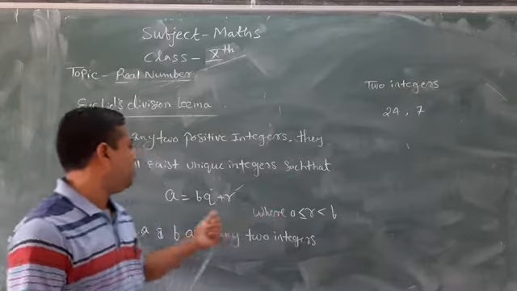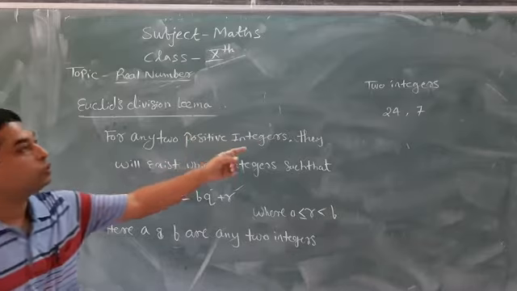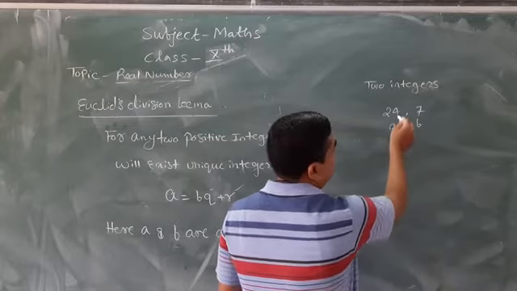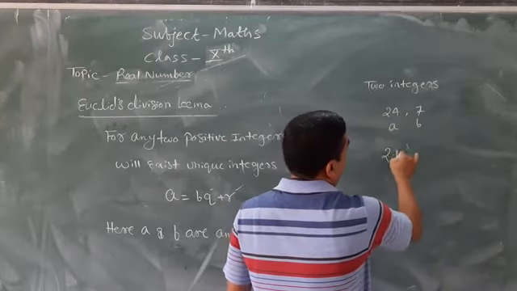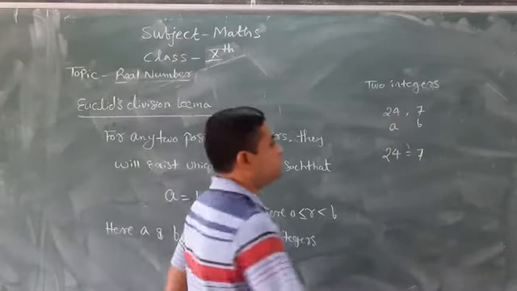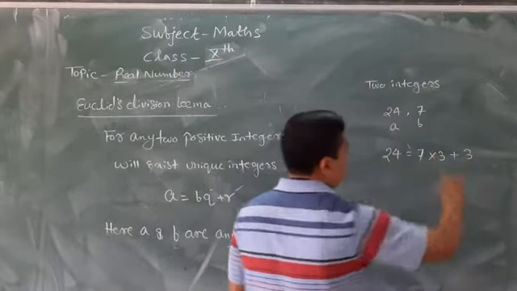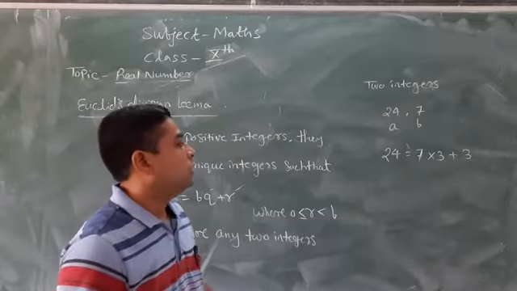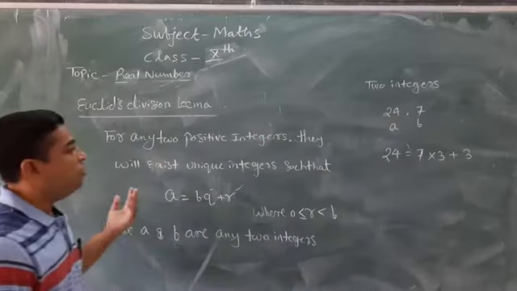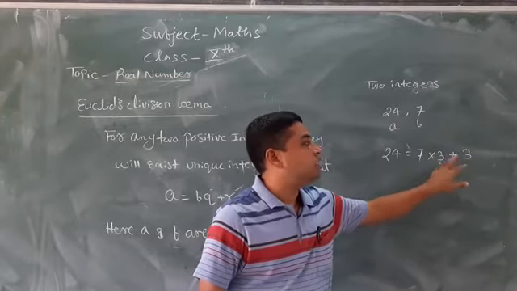So which will be a and which will be b? a = bq + r. Whichever is bigger will be your a, and the smaller number will be b. It means the bigger number is the dividend and the smaller number is the divisor. If we divide 24 by 7, it goes 3 times, 7 times 3 is 21, and 3 will remain. So 24 and 7 were the two positive integers, and they give two other positive integers, 3 and 3.